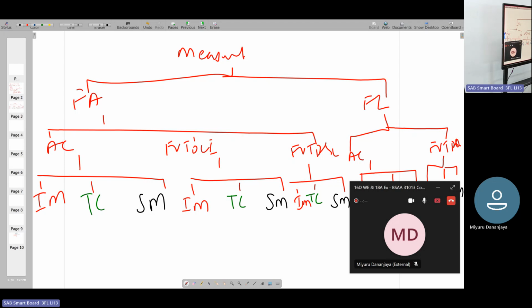Measurement is applicable for financial assets and financial liabilities. Amortized cost: we divide it into three. There are three things that we need to learn. Each and every category we divide into three. What are those three? Initial measurement.